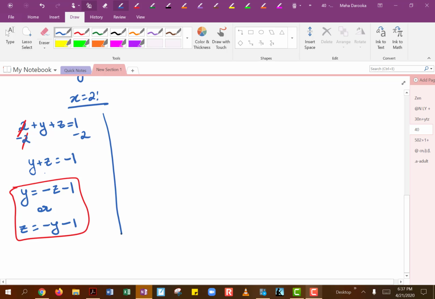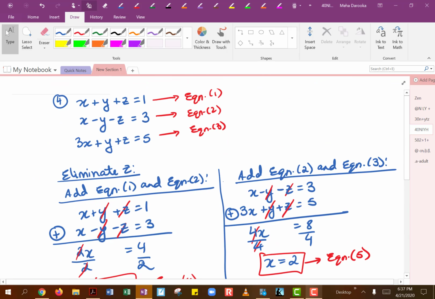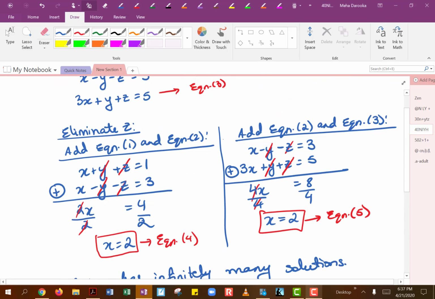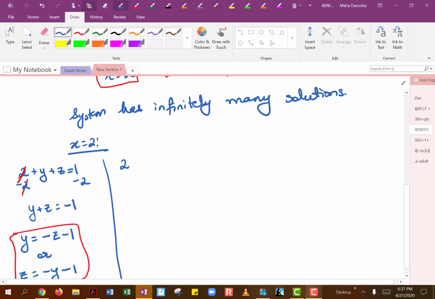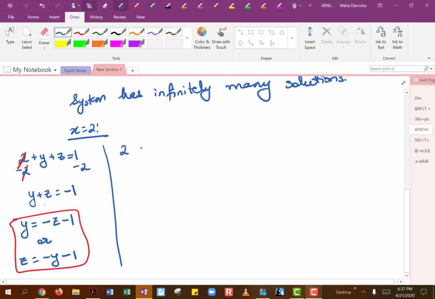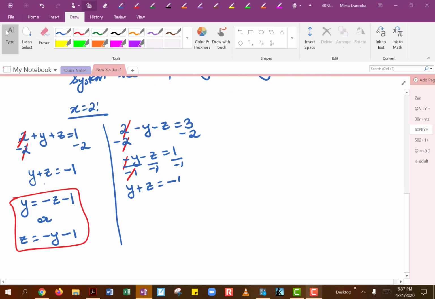Now what if we try the same thing on our second equation? So our second equation was x minus y minus z equals 3. So again, x will be 2, minus y minus z equals 3. Again, we'll start by subtracting that 2, move it to the other side, and we've got negative y minus z equals 1. Divide everything by negative 1, and that will end up giving us y plus z equals negative 1, which is similar to what you got from equation 1.